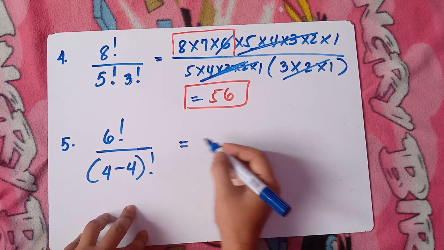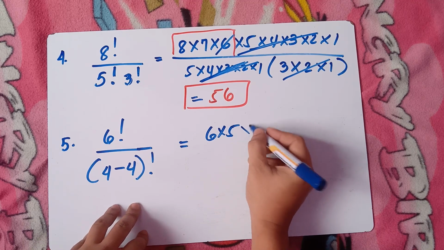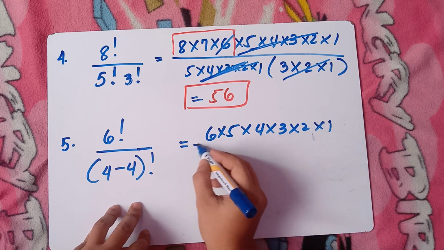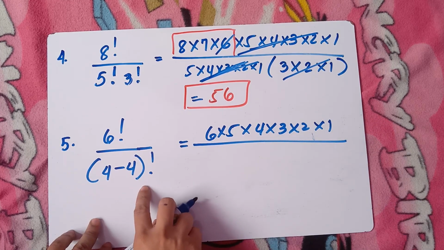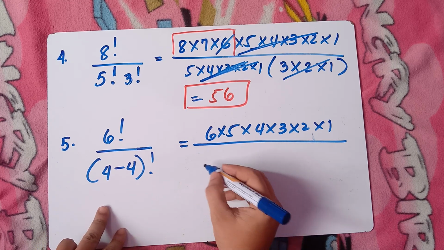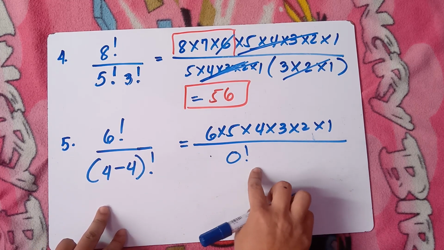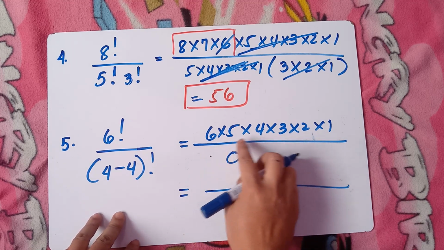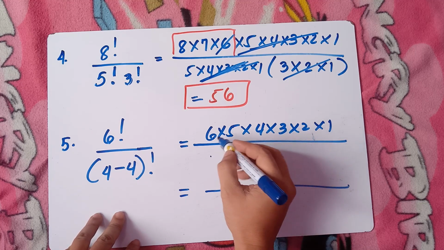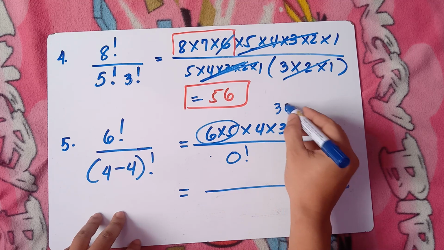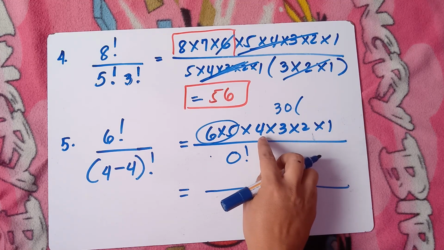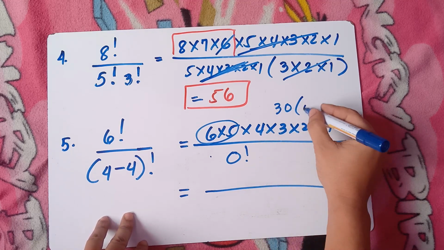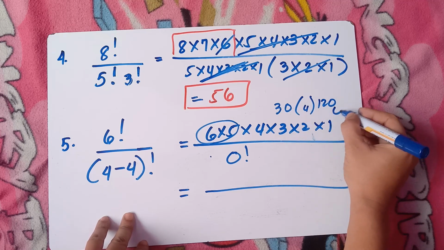So 6 factorial. This is 6 times 5 times 4 times 3 times 2 times 1. Alright, then 4 minus 4 factorial. So subtract this one, 4 minus 4. This is 0 factorial. And do not forget that 0 factorial is equivalent to 1. So let me just get the answer for this one. 6 times 5 is 30. This is 30 times 4. 30 times 4, this is 120.